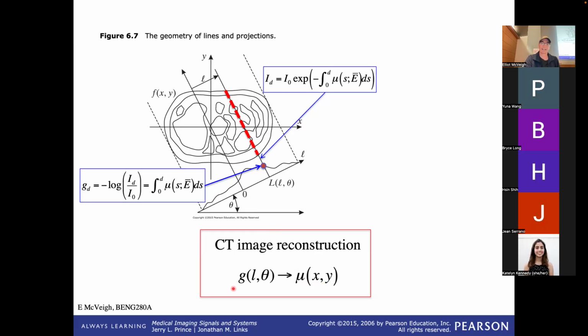But the trick is, how do I change this thing into this thing, right? So that's CT image reconstruction. It's like, how do I change this set of projections, right, of relative amounts of photon absorption and the sum of all these mu's into a map, a 2D map of mu? And this is our CT image. When you look at the CT image, that's what you're looking at, is this thing, right?